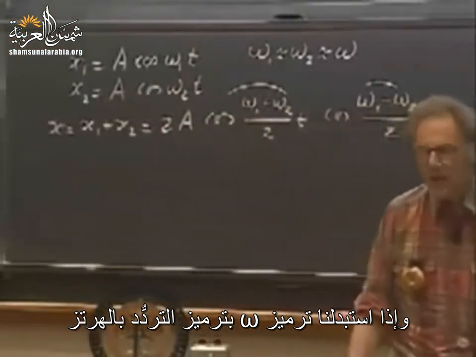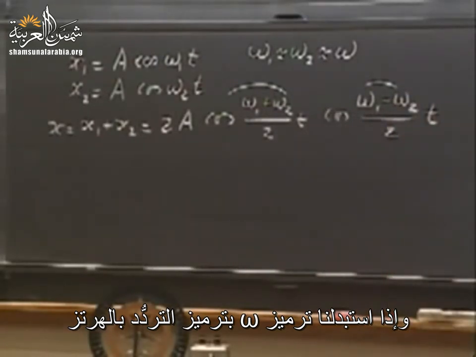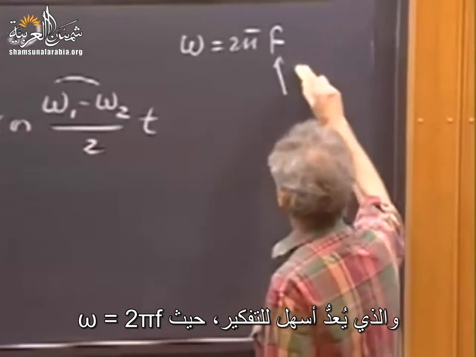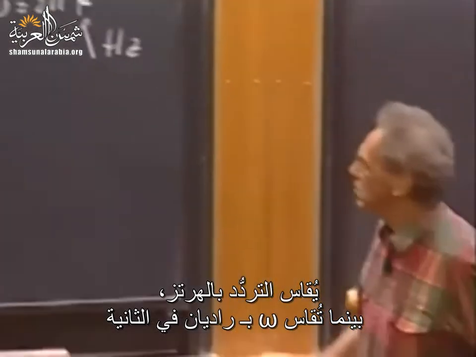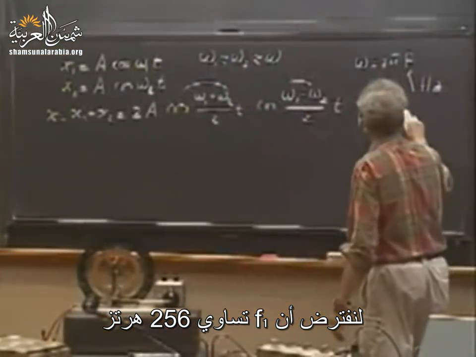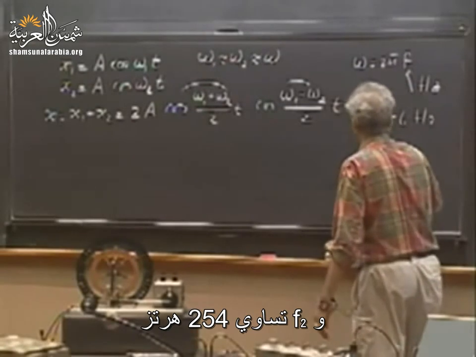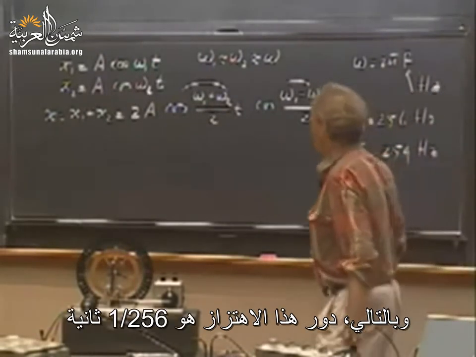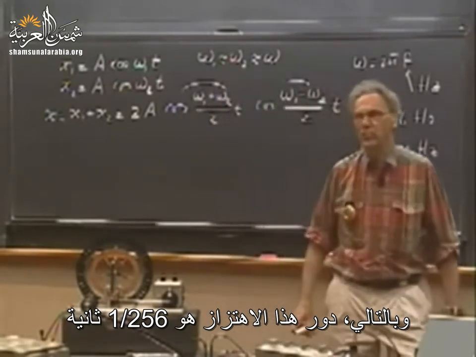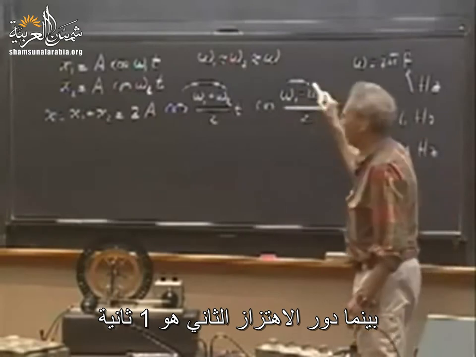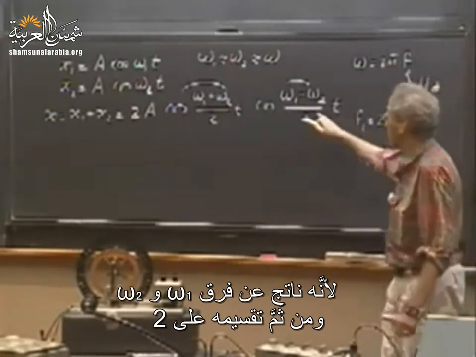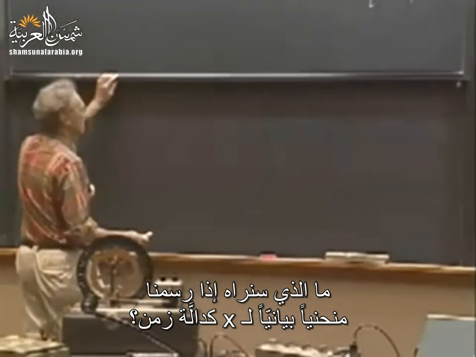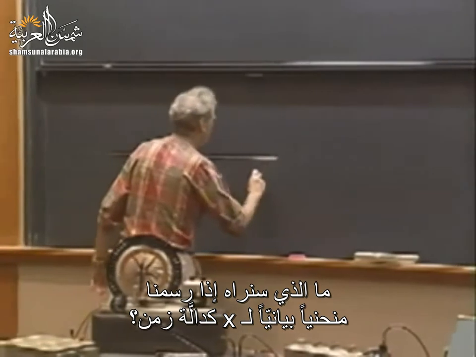And so if you change from the notation of omega to frequency in hertz, which is a lot easier to think of, omega is 2 pi times the frequency f. This is in hertz, and this is in radians per second. Suppose you have an f1, which is 256 hertz, and an f2, which is 254 hertz. If you take these numbers as a working example, then the period of this oscillation is 1/256 of a second, but the period of this oscillation is 1 second, because it's the difference between the two divided by 2.